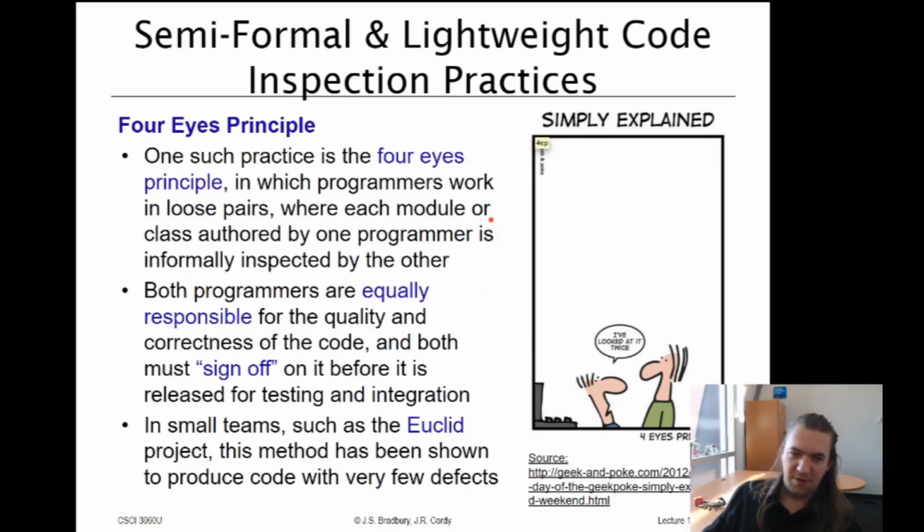4 eyes principle. You looked at it twice with your 2 eyes and 4 eyes? No. So 4 eyes principle is, basically working in pairs. So each person who is working on the code has another person who is going to inspect the code. So it's your 2 pairs of eyes make 4 eyes. Each of them is responsible for the code and the correctness, and both of them have to sign off.